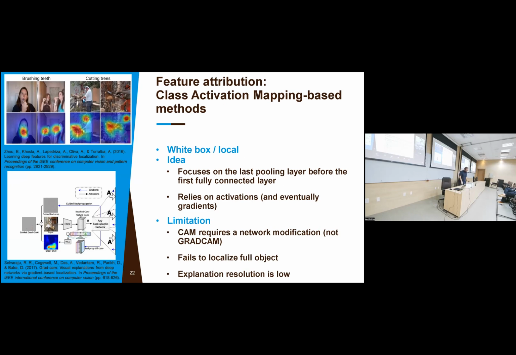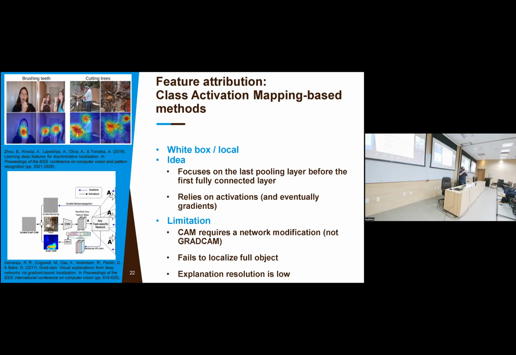Here, I present the methods that we name class activation mapping based, so CAM, GradCAM, that you have probably used. These methods are for white box. We need to have access to the inner detail of the model to compute them. For CAM, it is even worse. You need to modify your model to add something specific inside to be able to compute. GradCAM does not suffer of this issue, but it is quite slow to compute because you need to compute the gradients.